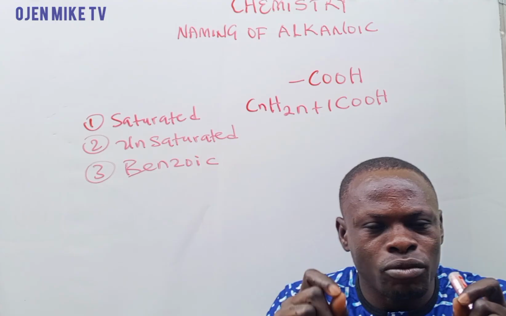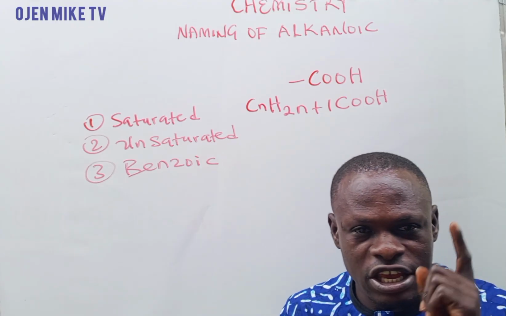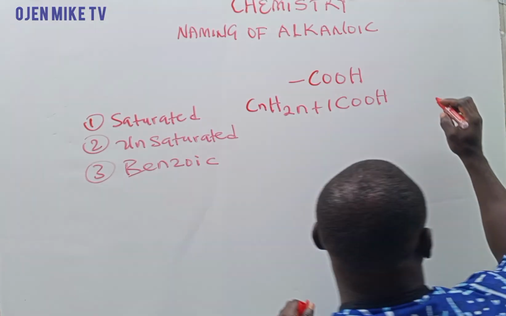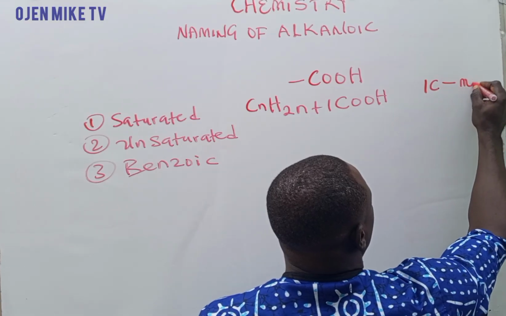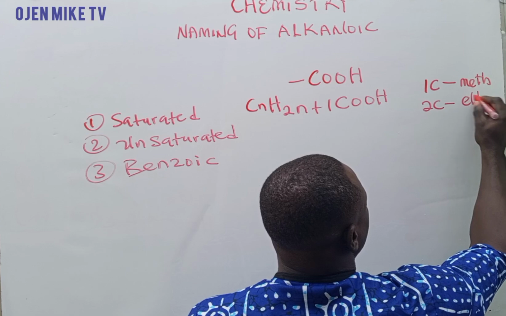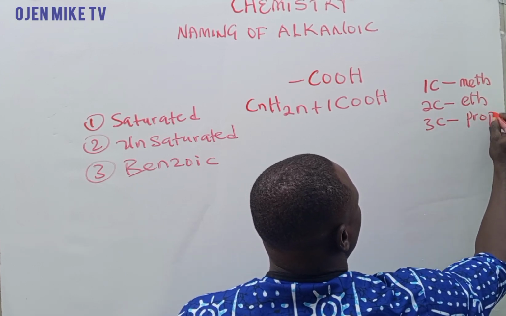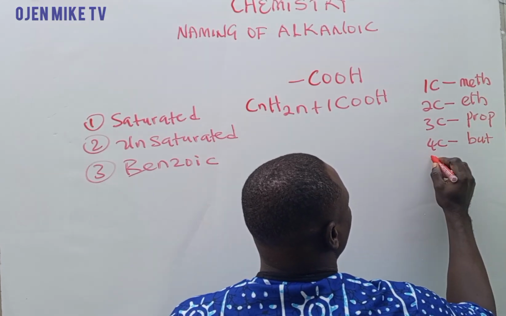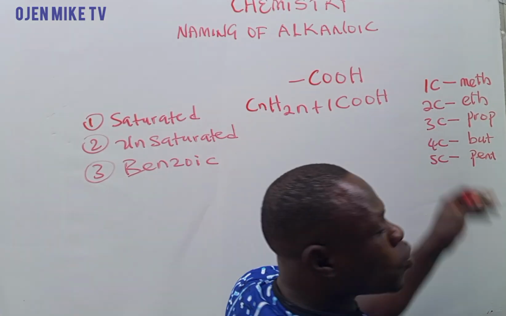Now, before you name organic compounds, just remember one carbon atom in an organic compound is called met. I have done this in my previous video. One carbon atom is called met. Two carbon atoms is called et. Three carbon atoms is called prop. Four carbon atoms is called but. Five carbon atoms is called pent. Please just go and learn this.